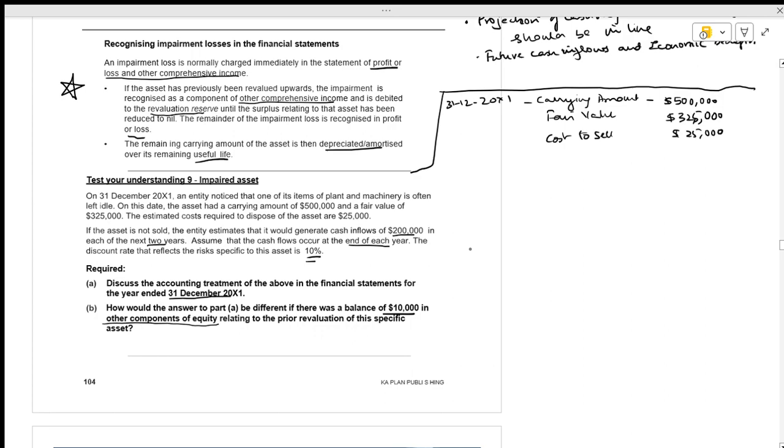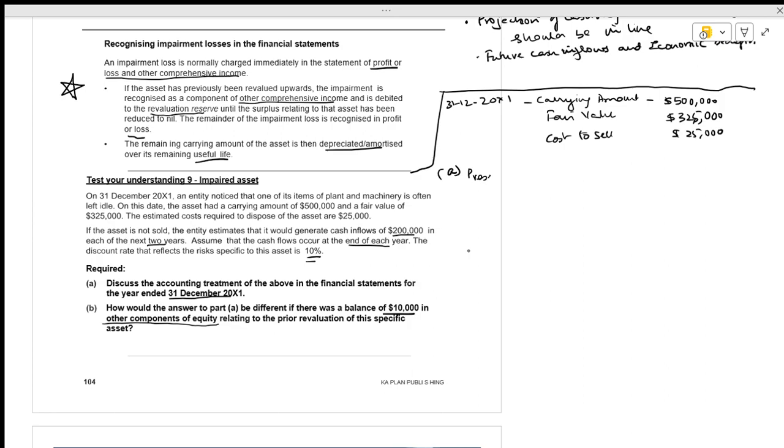They are generating cash flows of 200,000 for the first 2 years at the rate of 10%. First we will calculate the present value of these cash flows. Once we have the present value of these cash flows, then we will see how much the impairment is. Okay, how much is the impairment? What we are doing, point number A.